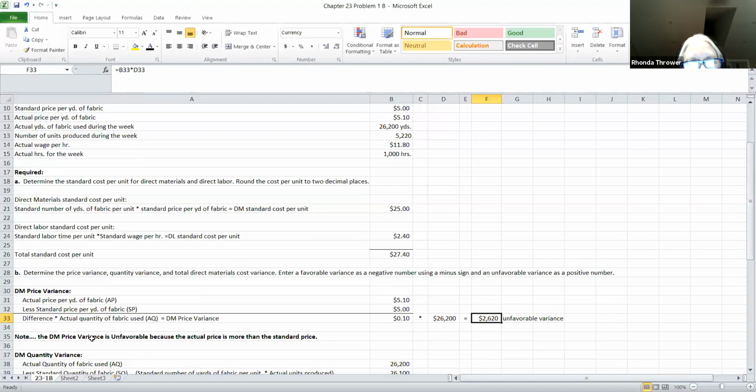And I put a notation down here in bold for you because I really wanted to drive home the fact that the direct materials price variance is unfavorable because the actual price was more than the standard price.